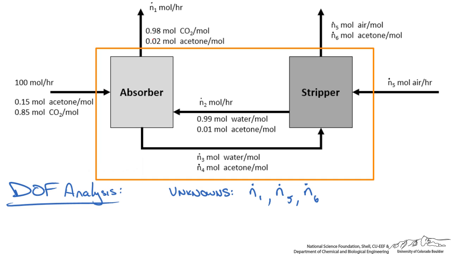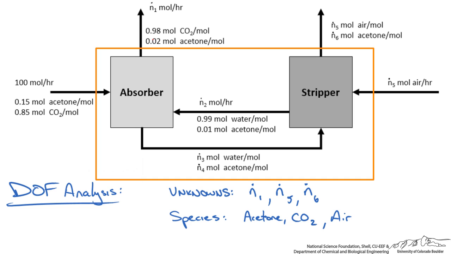Then we write out the species that are involved. We have acetone, carbon dioxide, and air. Now, why don't we include the water? Well, we don't have water coming in or out of our boundary. It's just within it. So we're not looking at those streams. We just care about what's crossing that boundary. So we have three species.